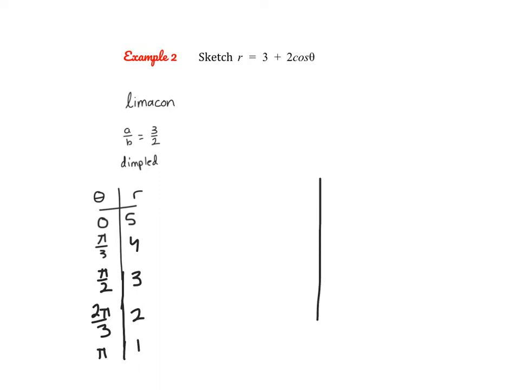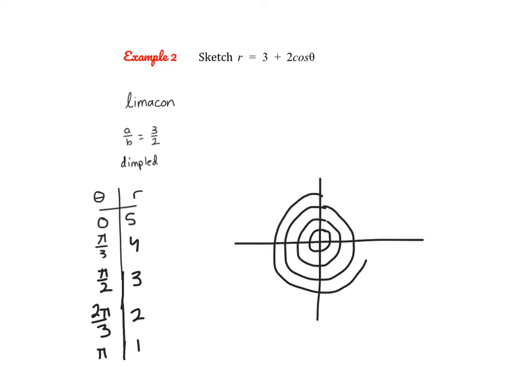So let's give ourselves 5 rings because our largest R value is 5. Okay, and let's start plotting. So we have 5, 0, which is right here. Then we have 4, pi over 3, which could be around here. And then we have 3, pi over 2; 2, 2 pi over 3; and then 1, pi.